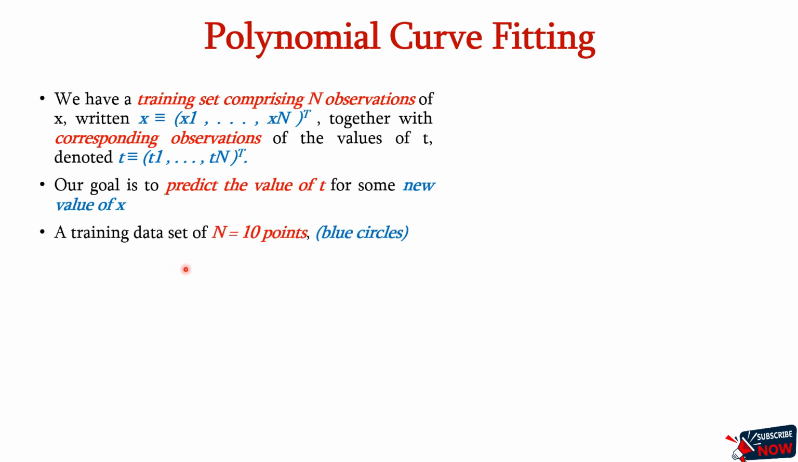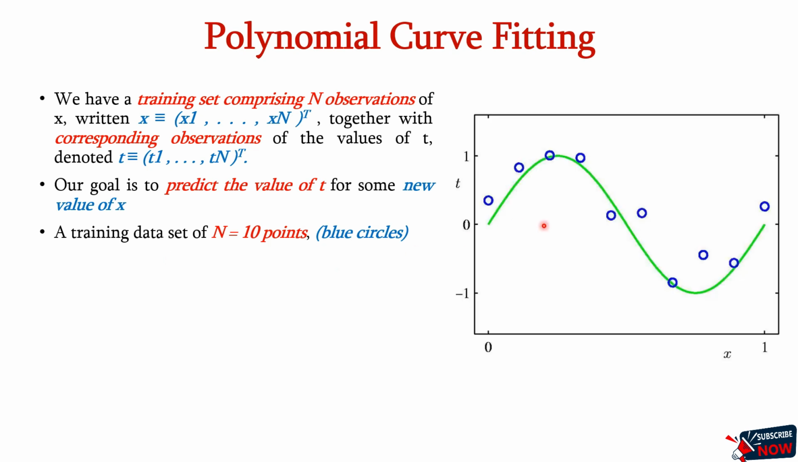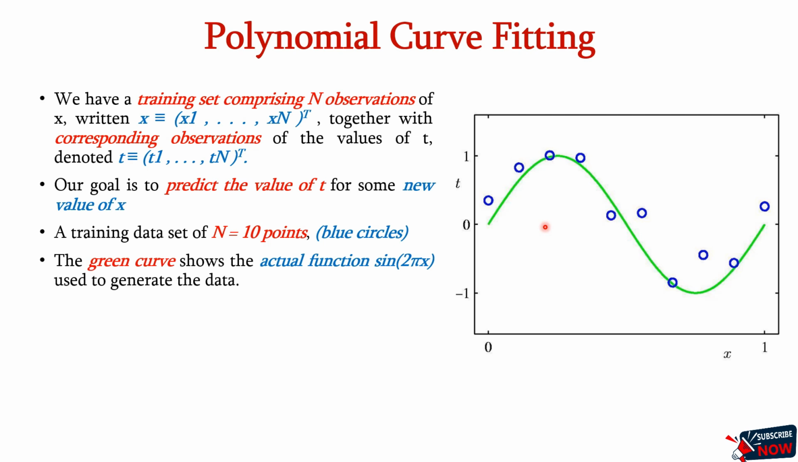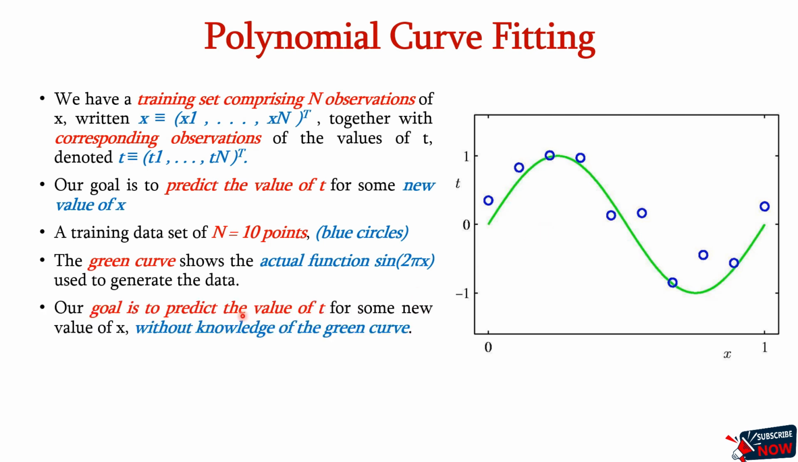Assume that we have the training data set of n equal to 10 points, which is represented as blue circles as shown in this diagram. The green curve here shows the actual sine function which is used to generate the data.